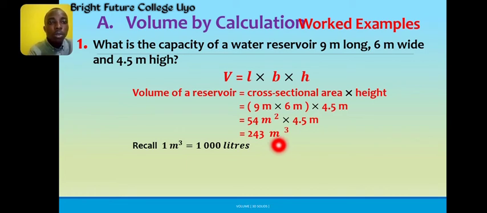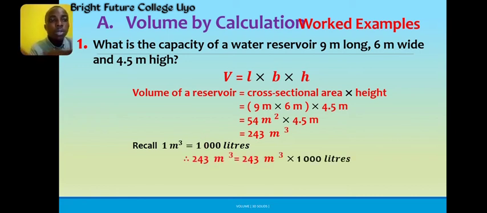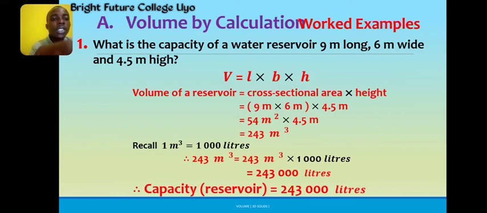So how do you move now? Will you multiply by 1000 or divide by 1000? Sure, you multiply by 1000. You are converting to liters. So let's work that out. We have 243 meter cube equals 243 meter cube times 1000 liters. Now that will give you 243,000 liters. So that's the capacity of the reservoir.